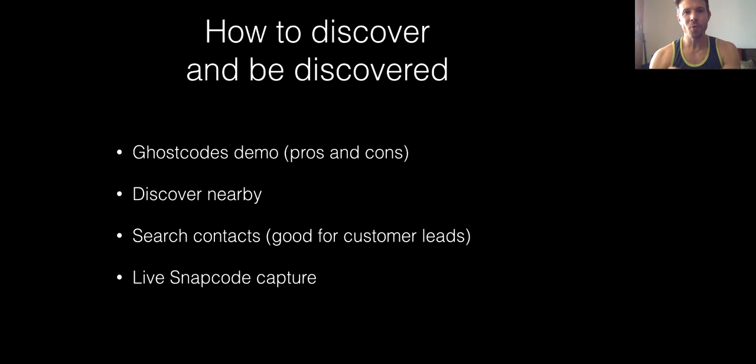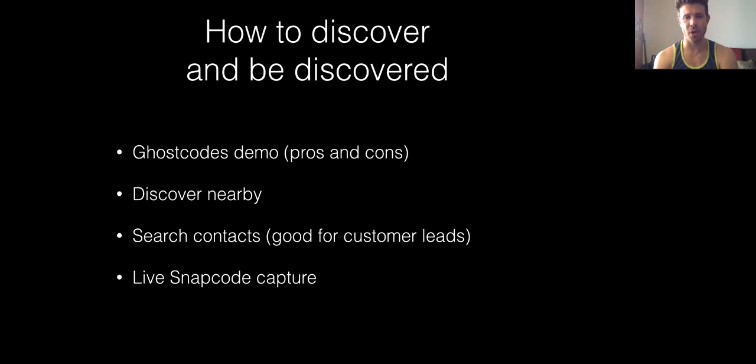There are some other ways to be discovered. I want to talk about Ghost Codes, which is a separate app that came out, I want to say, late winter, or like the beginning of 2016. And it's essentially a way to discover Snapchat accounts by interest.